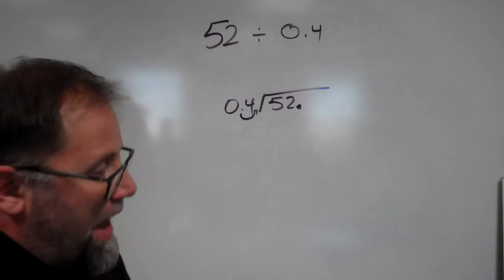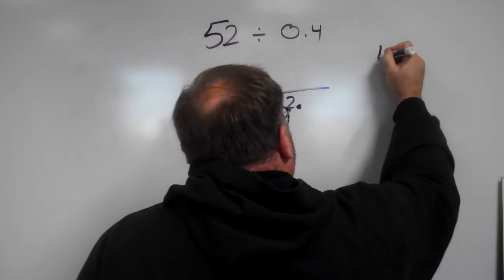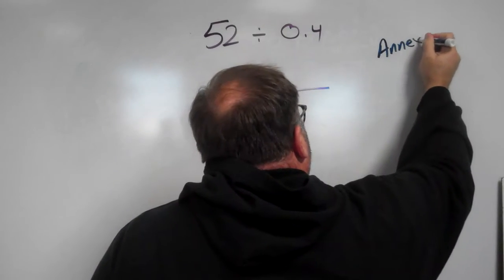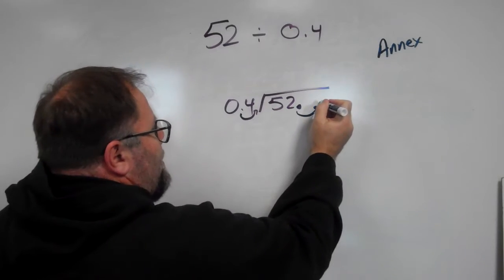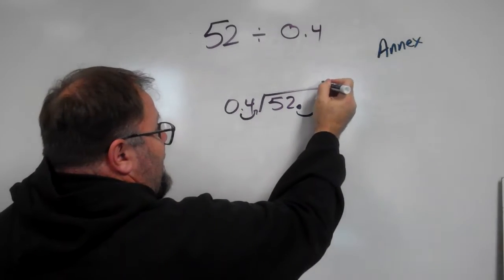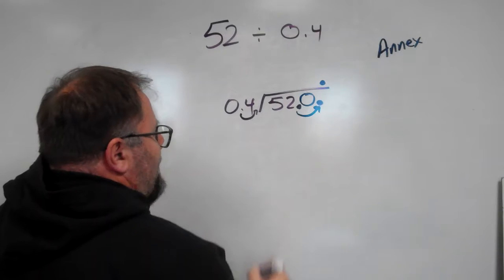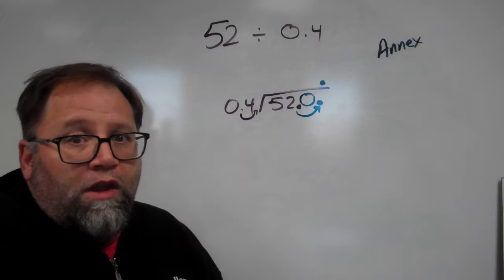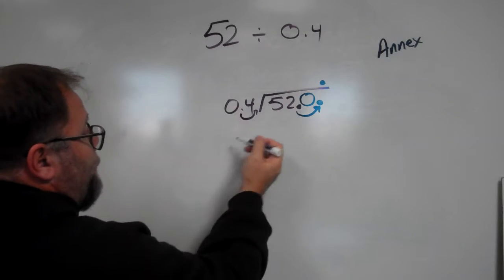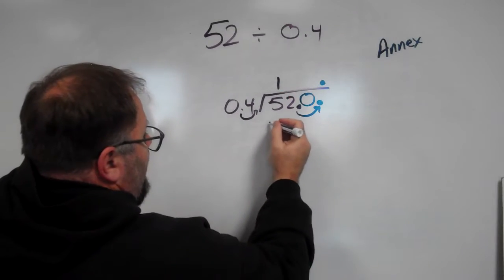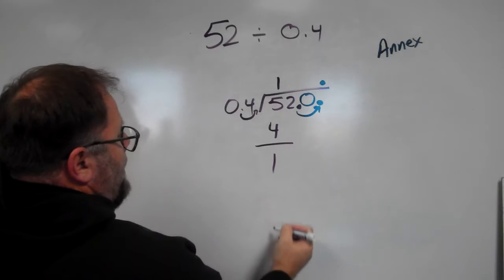Now, this is that spot, like Mr. Romanovich's favorite word, right? We're going to need to annex a 0 right here because we're going to move this one spot, put a new decimal place on top, and then put a 0 in here. Now we're doing the math. We have a divisor that's a whole number. How many 4s are in 5? 1 of them. 1 left over.